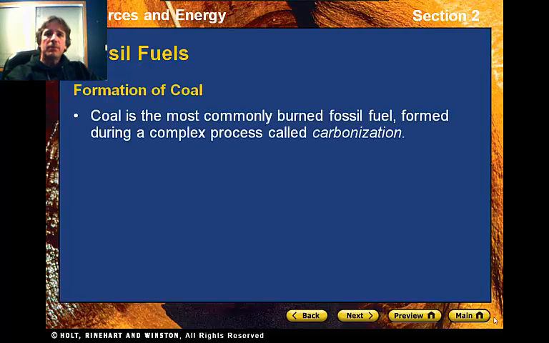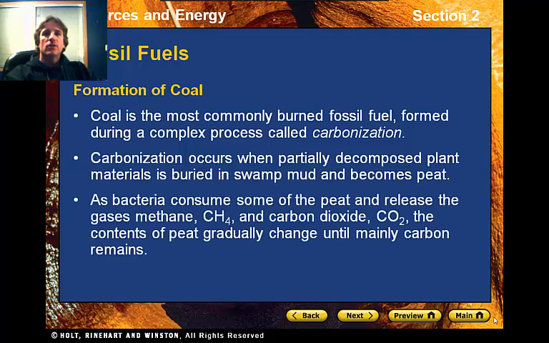Coal is the most commonly burned fossil fuel around the world. It's formed during a process we call carbonization. It occurs in partially decomposed plant material in a swamp, and it gets buried in the mud, and then it becomes peat. As the bacteria eats that up, it starts to release methane gas. As it mixes through, it becomes mainly carbon. The peat actually turns into carbon. So a lot of CO2 and a lot of methane get released along that process.